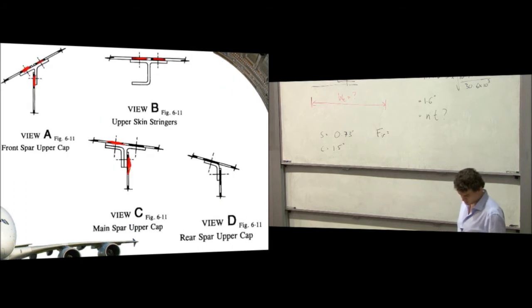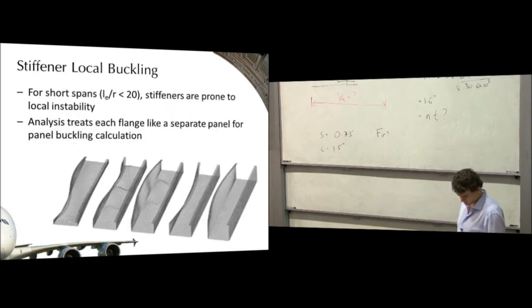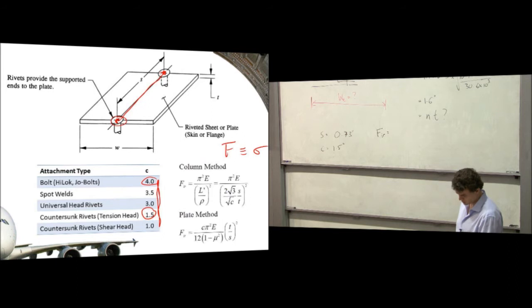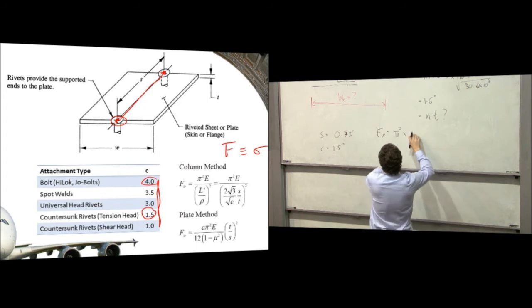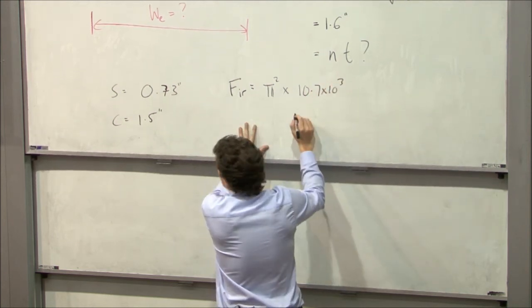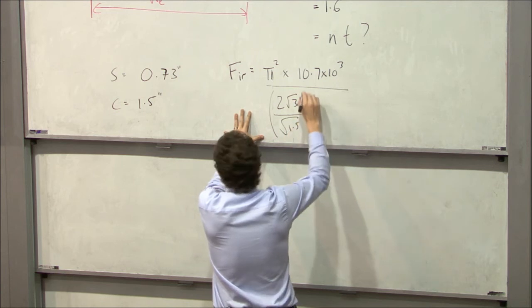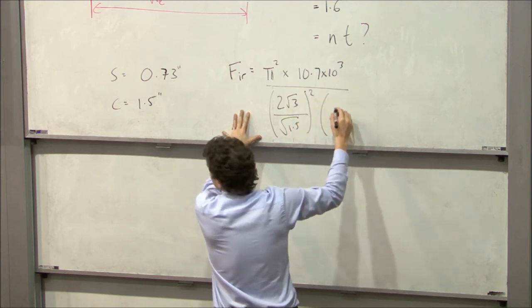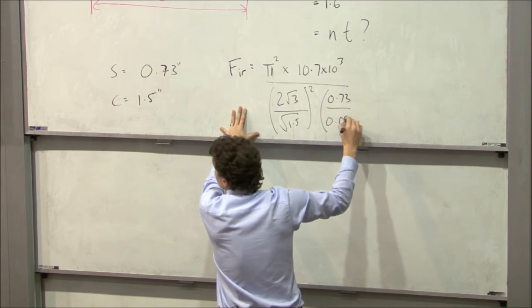So let's chuck the formula back up. Pi squared times, we'll do it all in KSI. So pi squared E is 10.7 by 10 to the 3, all over 2 root 3 times square root 1.5, all squared, times S squared, which is 0.73 over 0.05, squared.